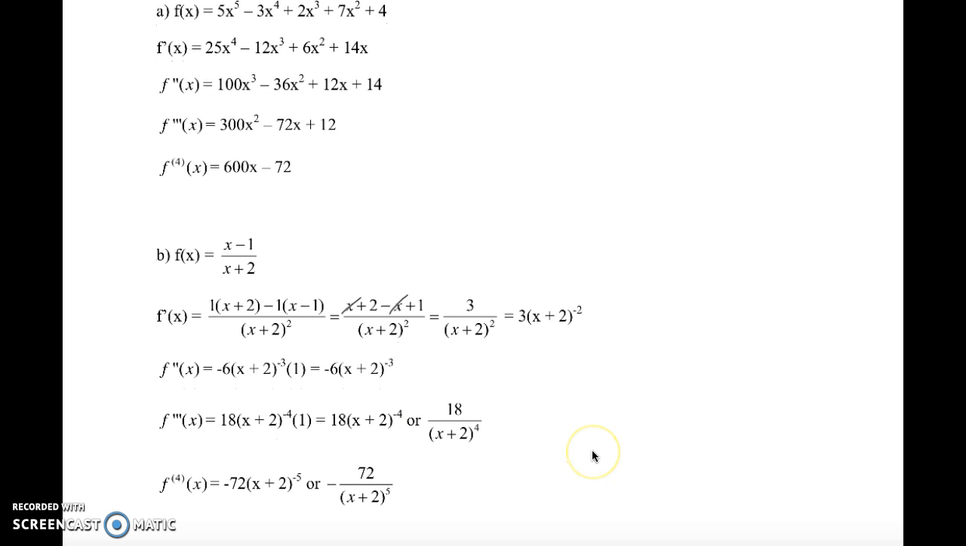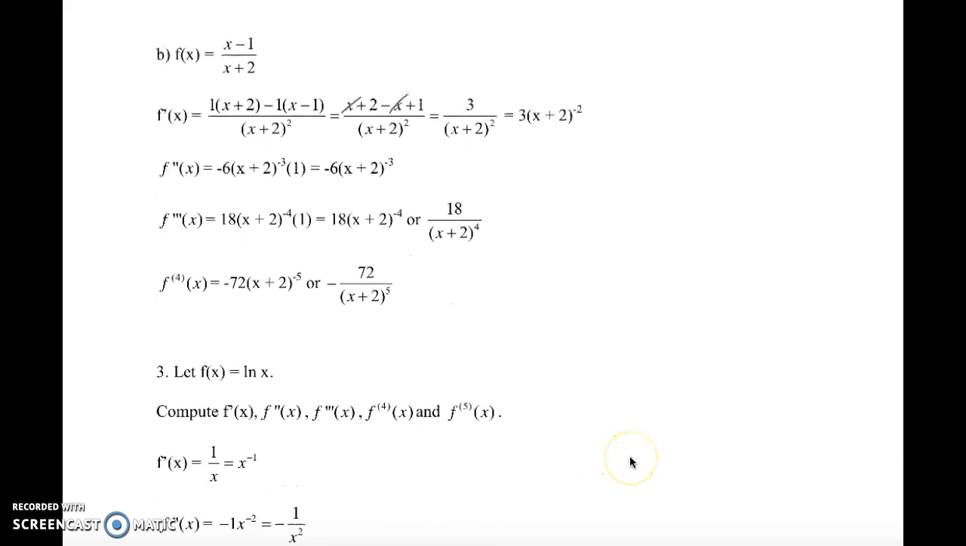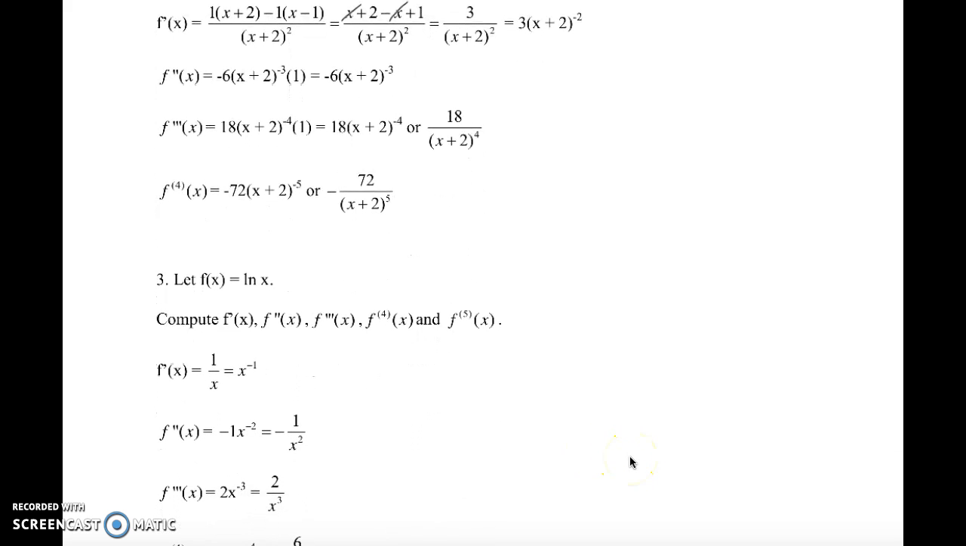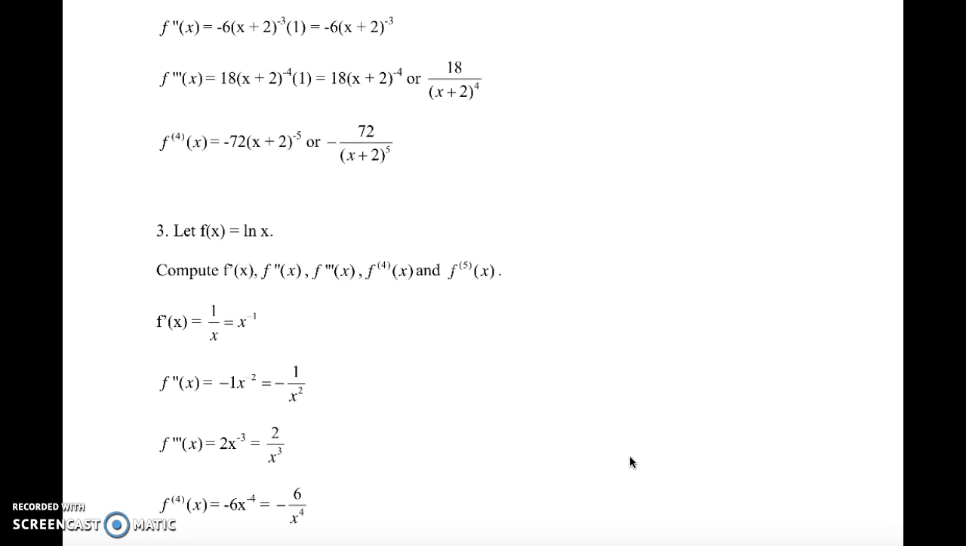All right. Let's go ahead and look at a natural log one. So here we have f of x is equal to the natural log of x. We're going to have the first derivative, second derivative, third derivative, fourth derivative, and oh my goodness, we're going to do the fifth derivative also. All right. So if we take the first derivative of ln of x, it's 1 over x.